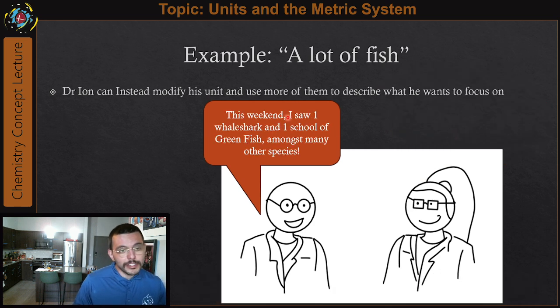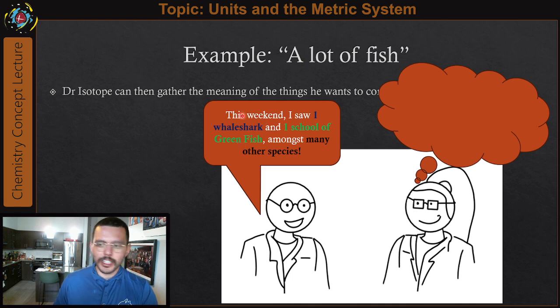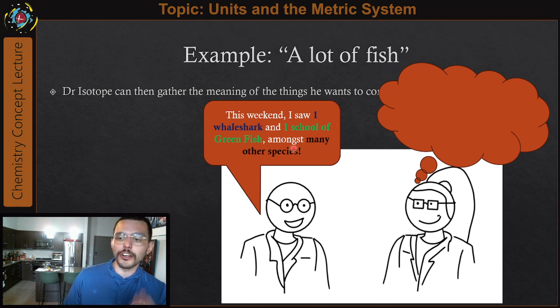he can modify his unit and use more of them to describe what he wants to focus on. So instead he says, I saw one whale shark, a school of green fish, and many other species. In this case, other species is itself a unit. So now he's broken down a statement and has 3 different things he's describing, all of which have their own unit. He saw one whale shark, one single whale shark, a school of green fish, which is a group of fish, which is itself defined, and many other species. So now he said there are multiple other types of fish.